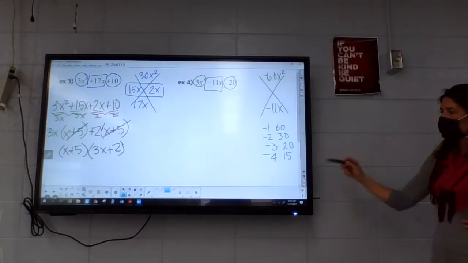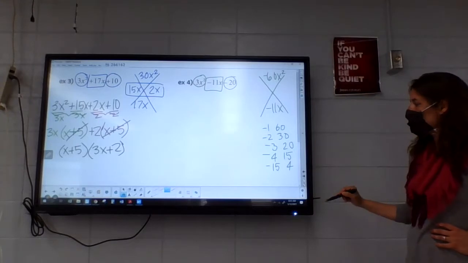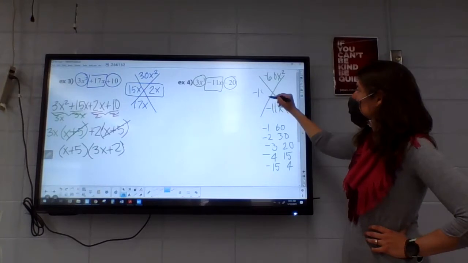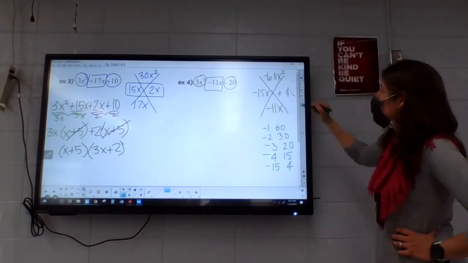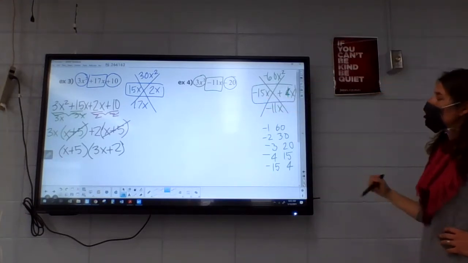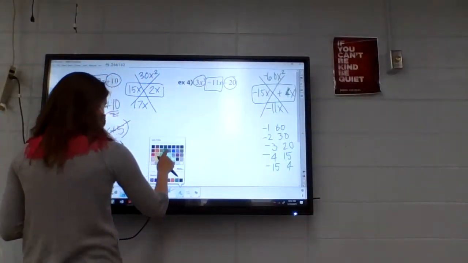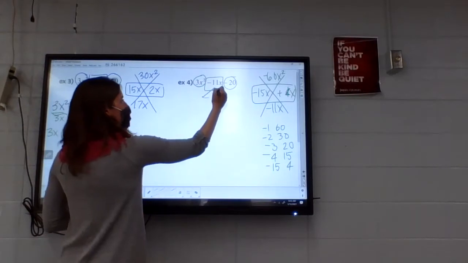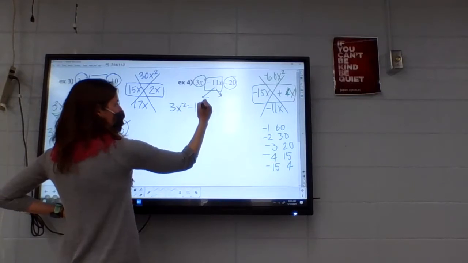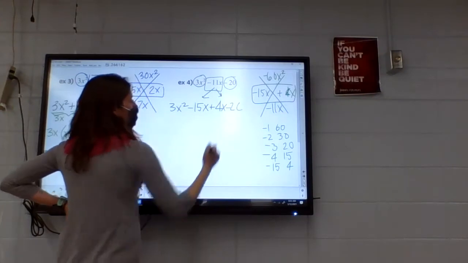Ooh, that might be it. Because 15 minus 4 is 11. So a negative 15 and a positive 4 are going to be my factors. So that's a 4. So those are the two terms we're going to use to split that middle term. So that's a negative 15x, a positive 4x, minus 20.